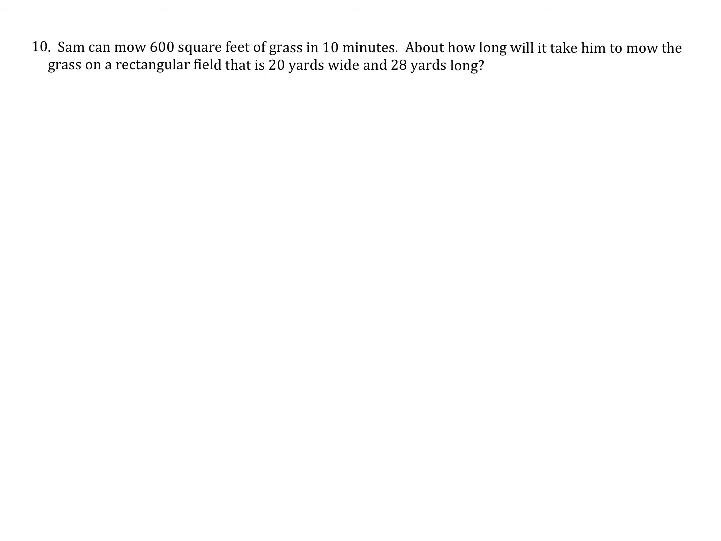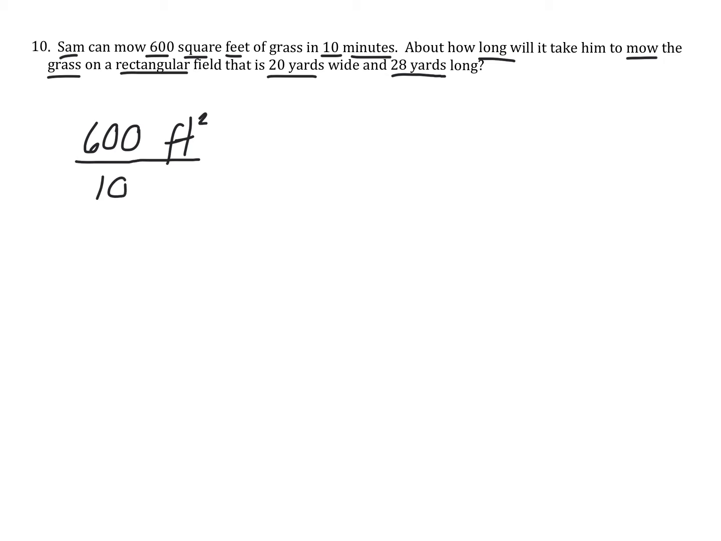So, for this first problem, we're told that Sam can mow 600 square feet of grass in 10 minutes. And then we want to figure out how long it would take him to mow the grass of a rectangular field that is 20 yards by 28 yards. First, let's start with that given information. So he can mow 600 square feet, or feet squared, in 10 minutes.